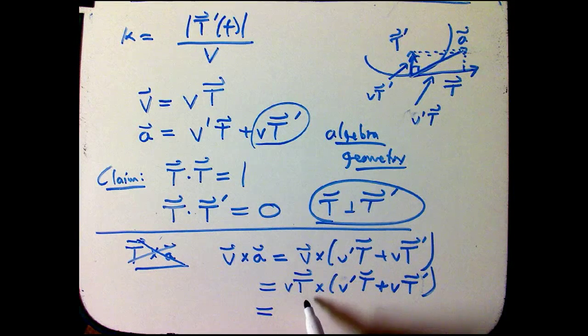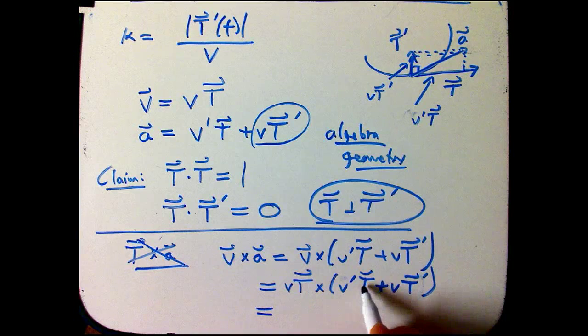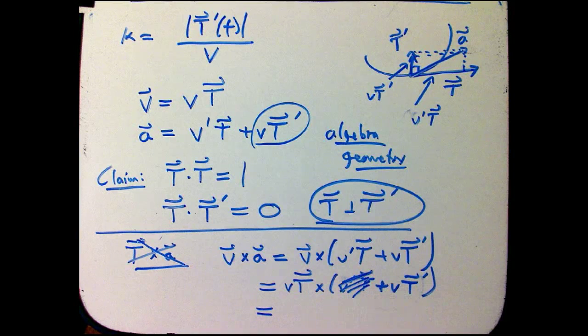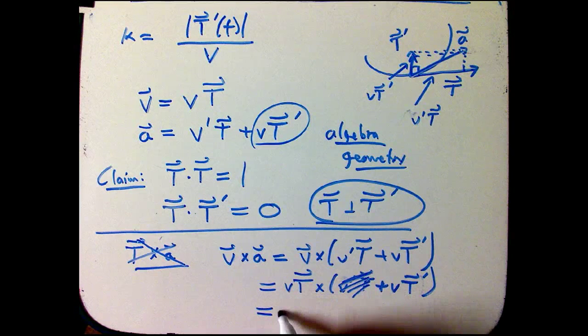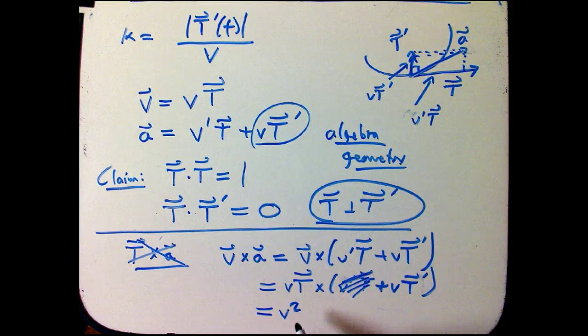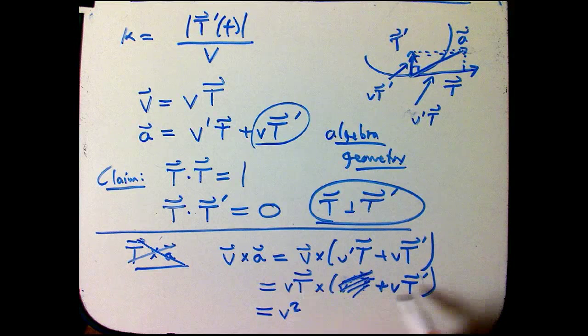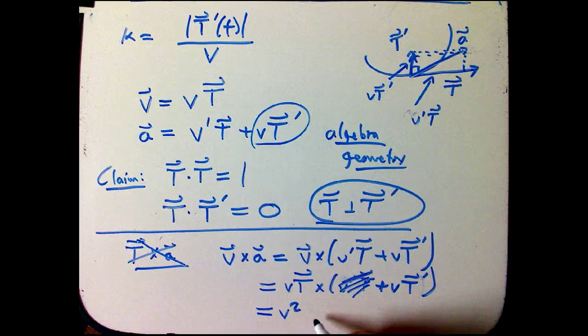Okay, so now what's going to happen? The t cross t is going to die. That's going to go away. I've got v times v, so that's a v squared. Ooh, we're getting powers of v. Oh, that's pretty good, because we want to get a v cubed eventually somewhere. And then we've got t cross t prime.